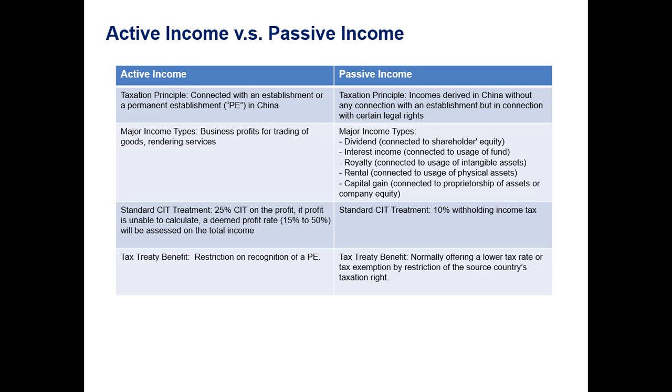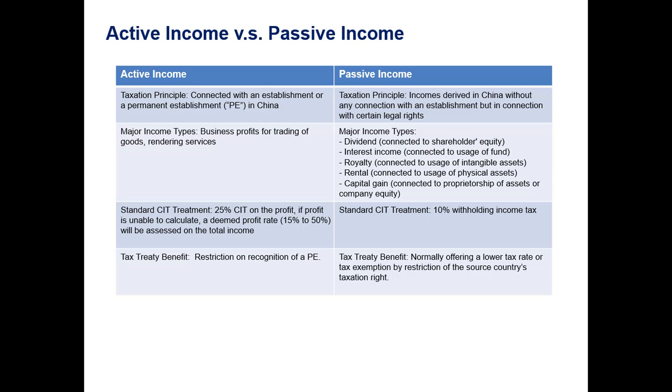On the contrary, passive income. What is passive income? Passive income is income connected with certain legal rights and doesn't have close connection with business activities in China. So, for example, dividend, interest, royalty, rental, capital gain. Those are the major types of passive income.